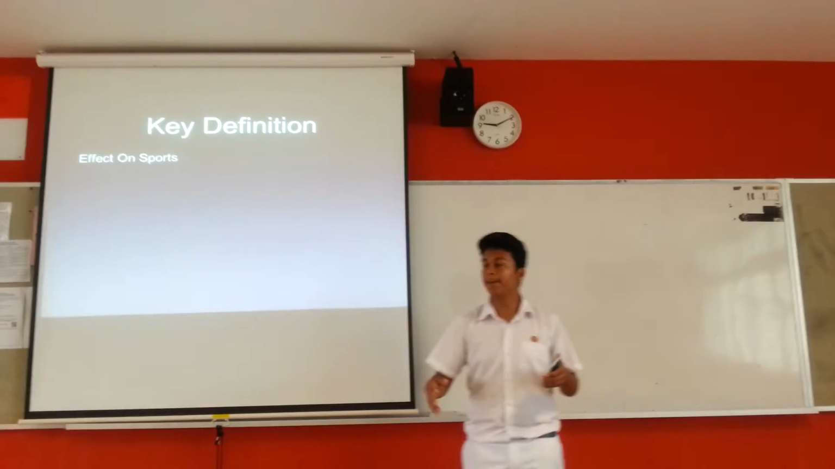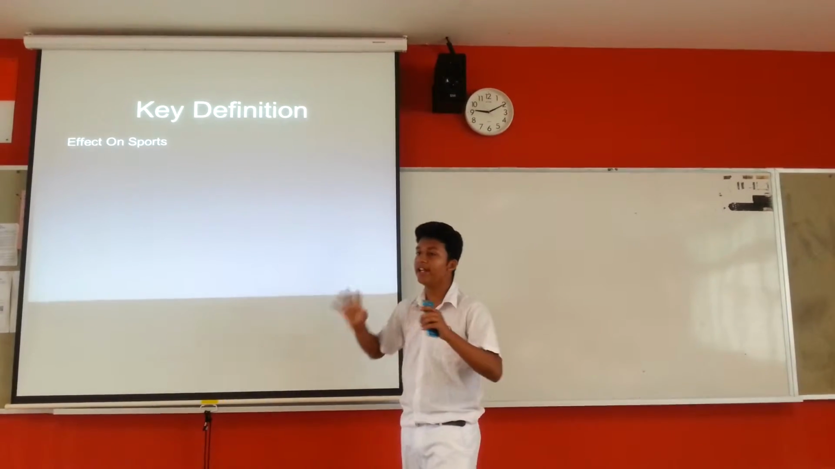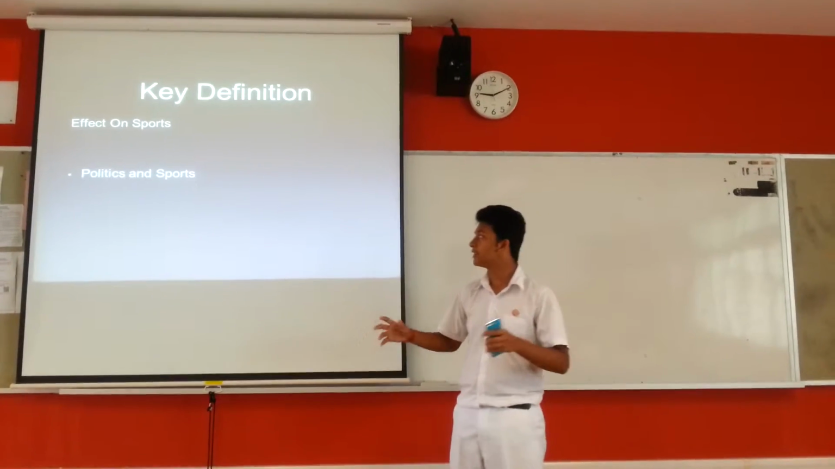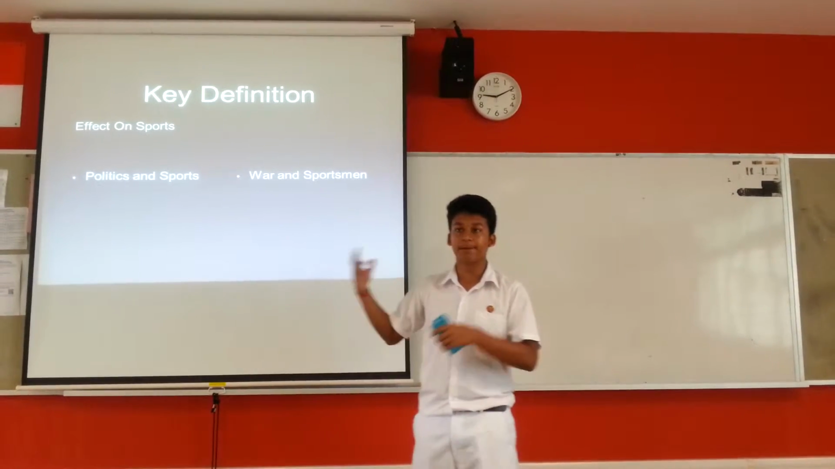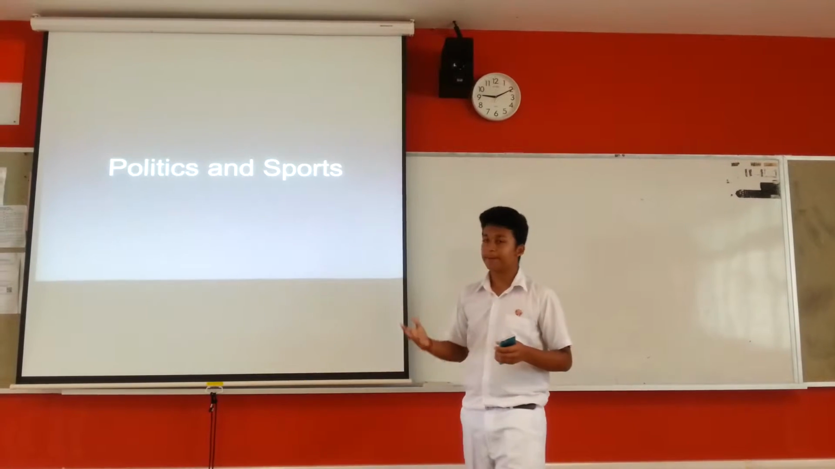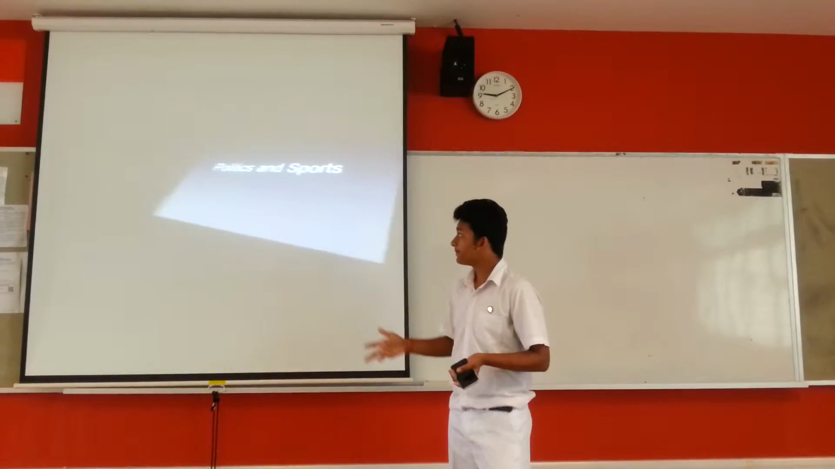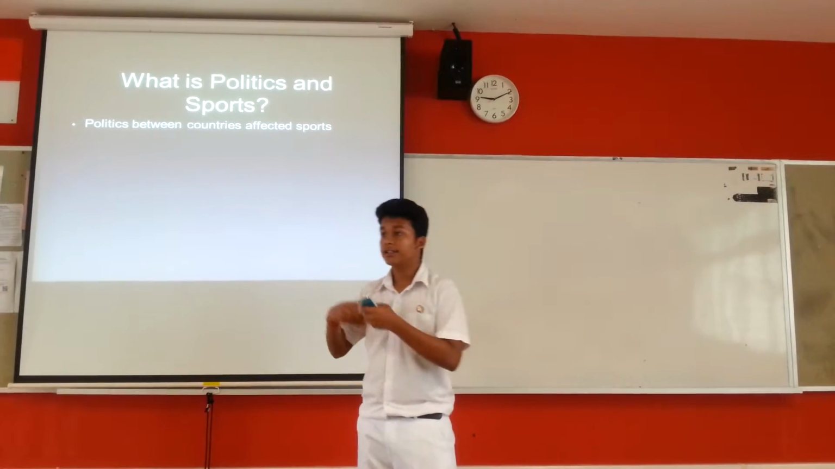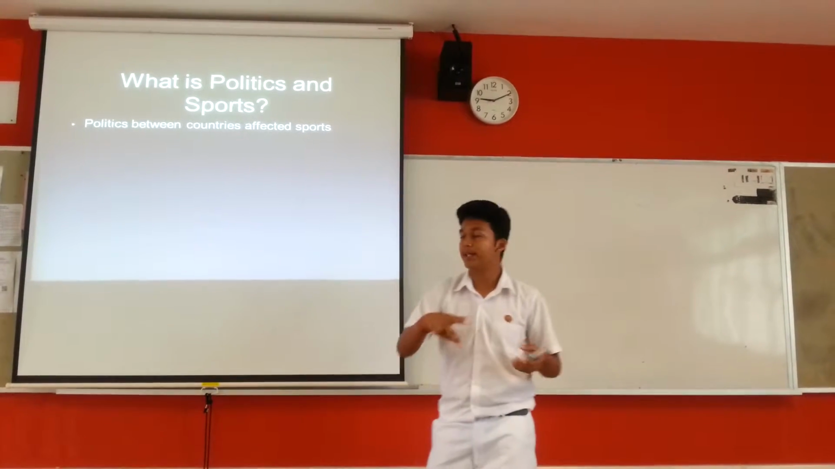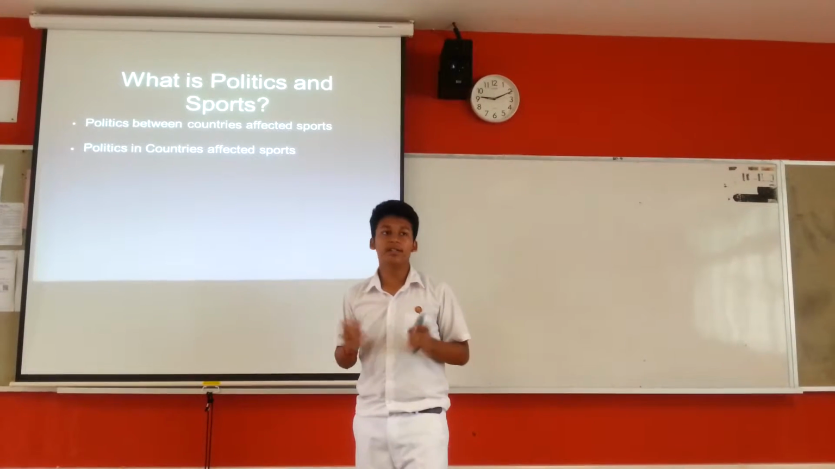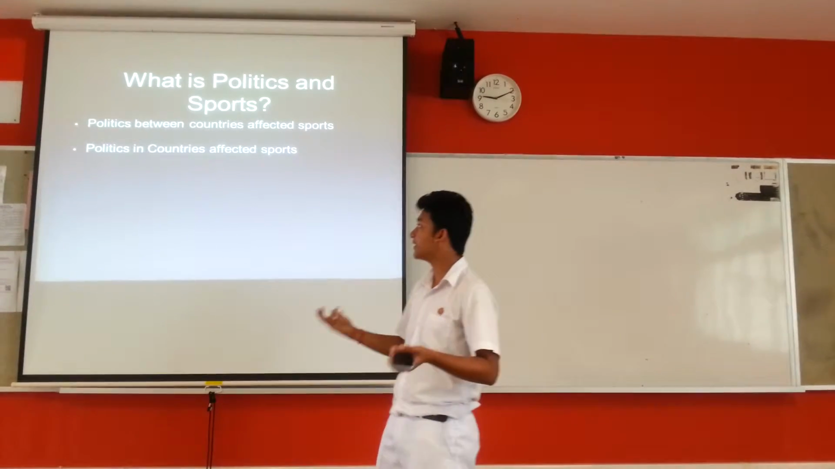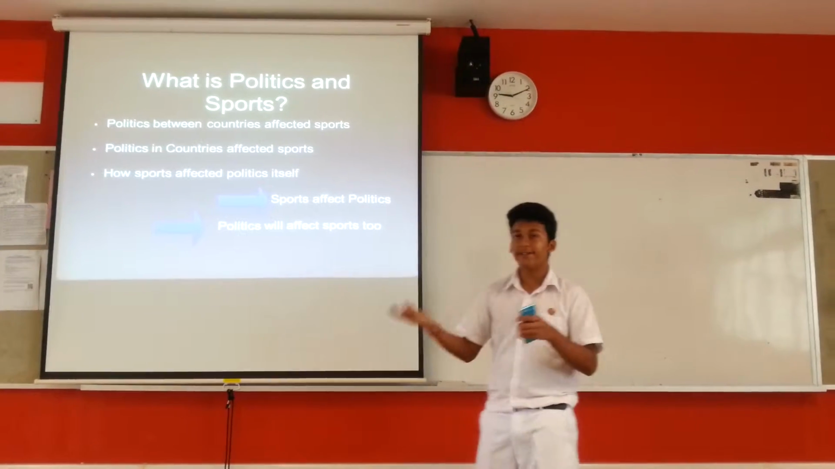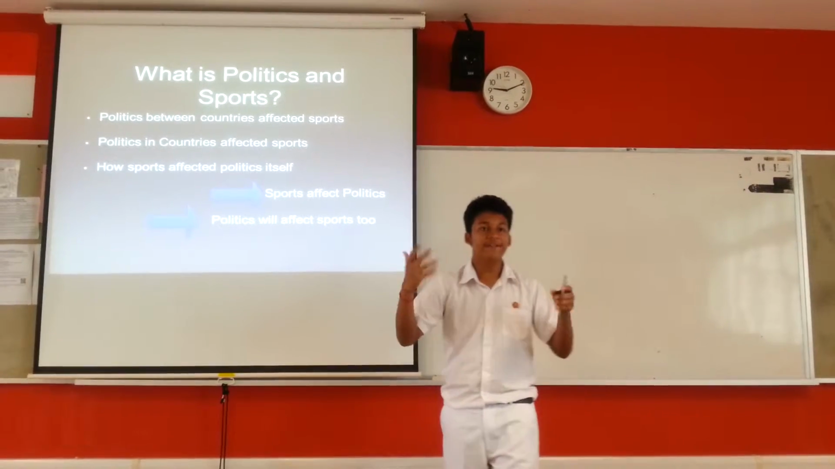Now the key definition: I'm going to be dividing the effects on sports into two categories. The first category is politics and sports, and the second category is wars and sportsmen. Now for politics and sports, what is it basically? It is politics between countries and how it affected sports between two countries. Second is how the policy in a country affected sports. Third is how sports affected policies.